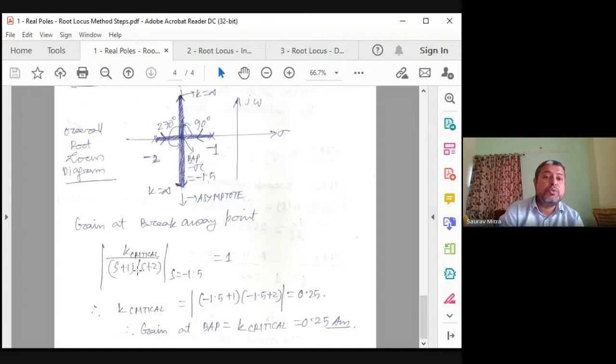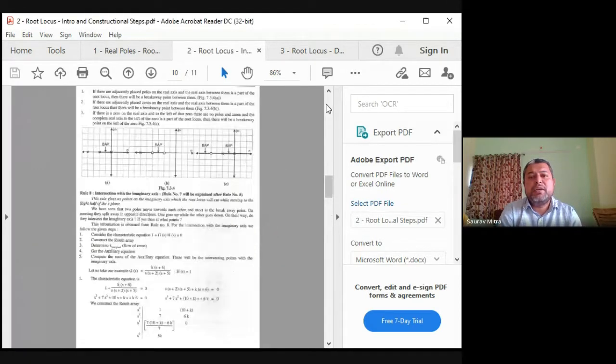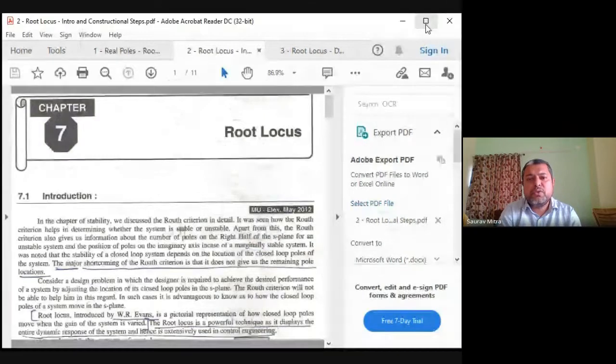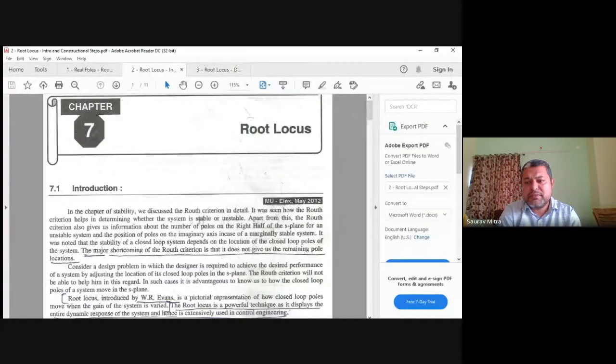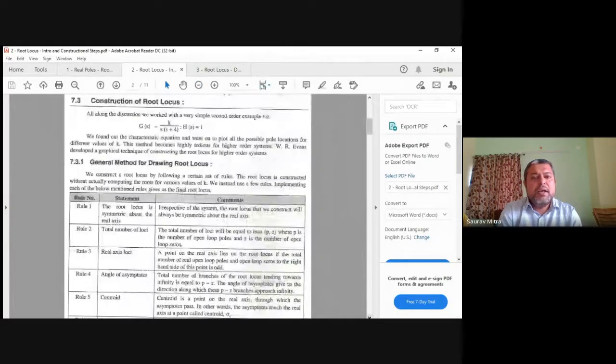Let us now go to the second PDF for today, where we are going to see the different steps of finding root locus. So now officially we are starting with learning all the steps of root locus. This page explained what is meant by root locus and what is the significance of root locus. I'm going to the next page where the steps of root locus are given.